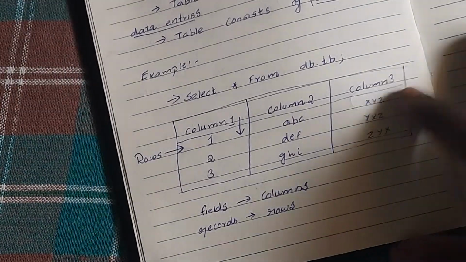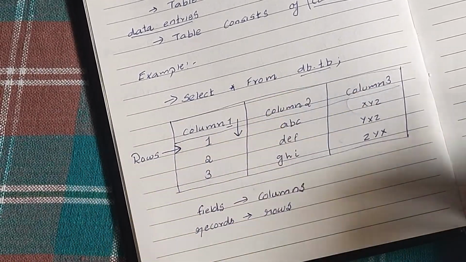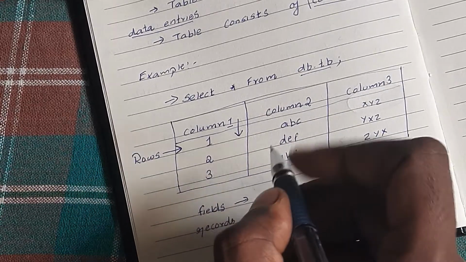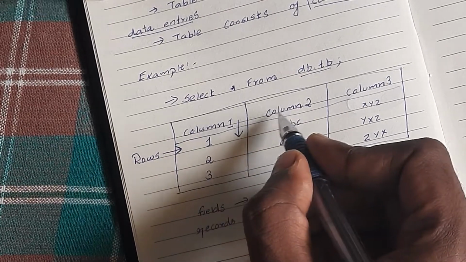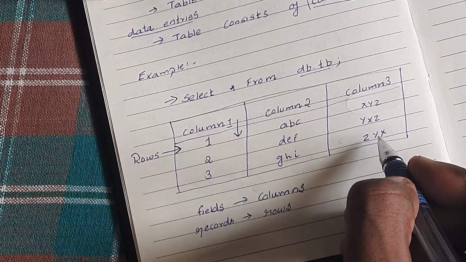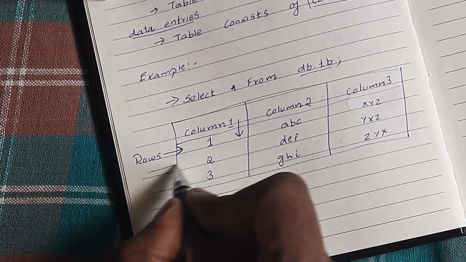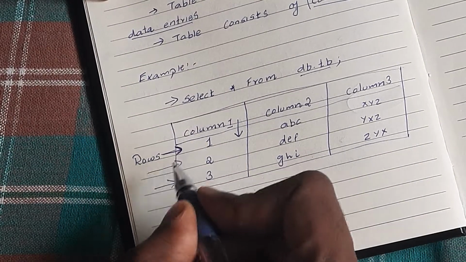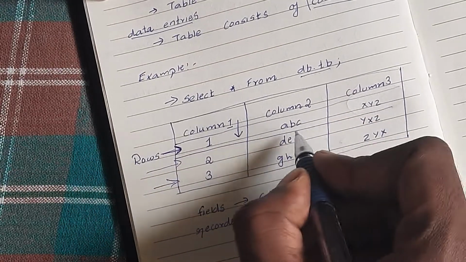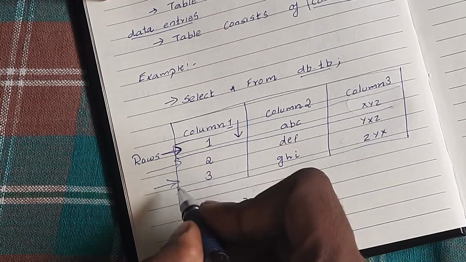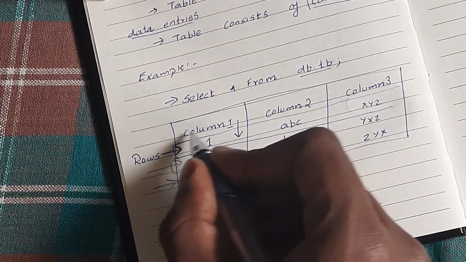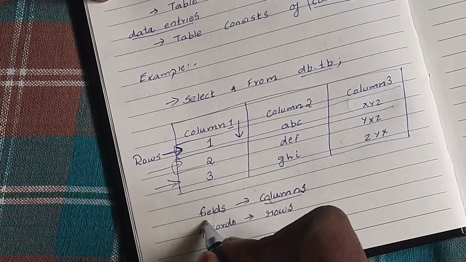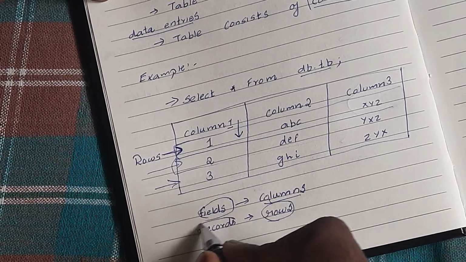We'll take a simple example today: select star from a database table. It will return the table as output, which will have column 1, column 2, column 3, based on the columns we define for the table, and a set of rows. The first row is, for example, 1 ABC XYZ. Like that we will have a set of rows and a set of predefined columns in the table. A column is also referred to as a field, and a row is referred to as a record.